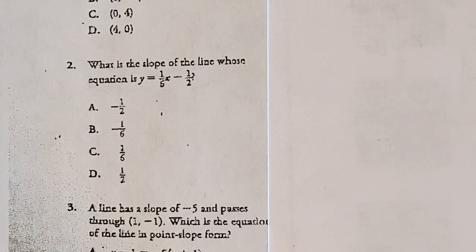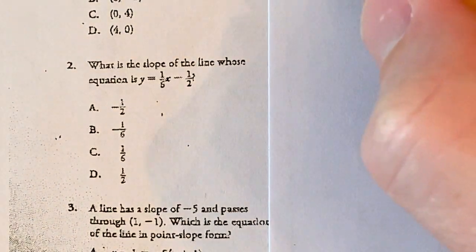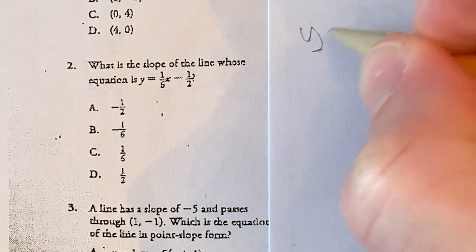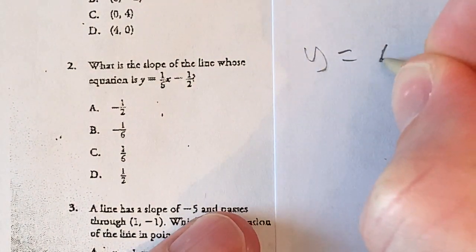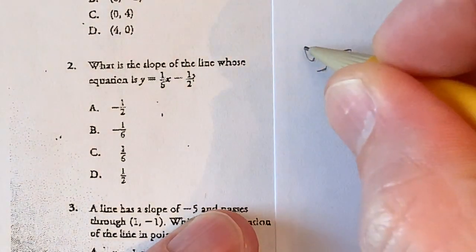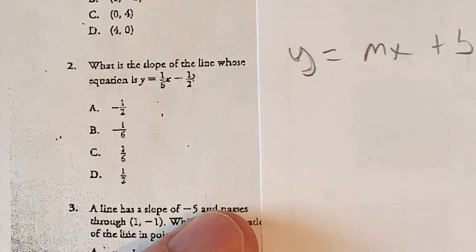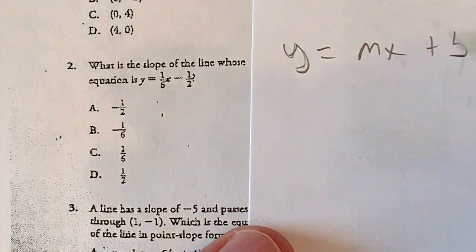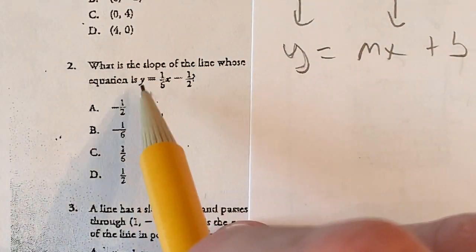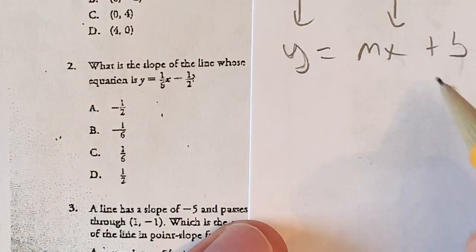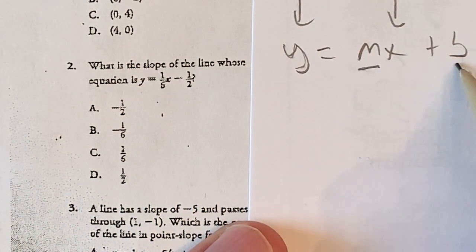We're now on number 2. What is the slope of a line whose equation is y equals 1/5 x minus 1/2? So this is going to go back to where we need to think about the form y equals mx plus b. So in a normal slope equation, okay, you always have a y and you always have an x value. So those are present. So look, see, we have a y and an x. Then we also have an m and a b.